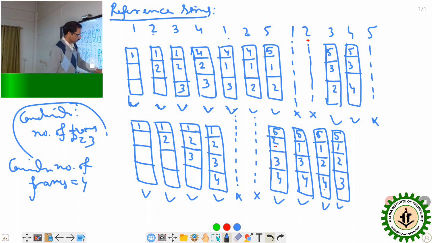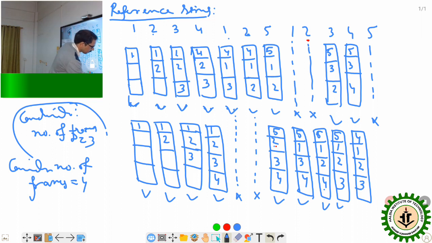Then 4 does not belong to any one of these 4 frames. Among these 4 pages, 5 is the oldest one. So 5 will be replaced by 4, and the others remain the same. Again, a page fault occurs. And the next reference string is 5. See, 5 also does not belong to any one of these 4 frames.